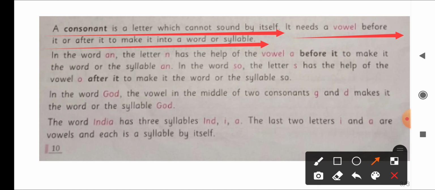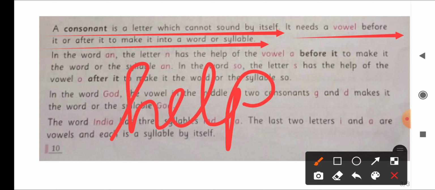Okay, so here also it is telling you the same thing, that a consonant needs a vowel, whether it is after the consonant or before the consonant, it does not matter. Okay, it is termed as a word or syllable when we talk about a word. Okay, for example, we will take a simple word.